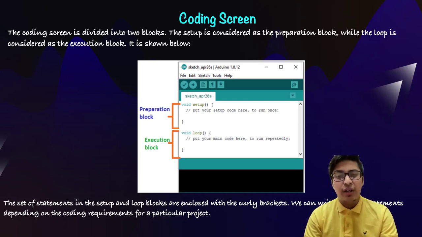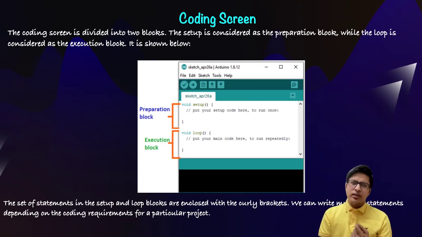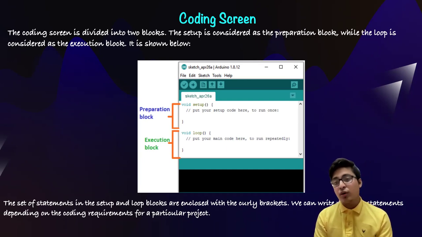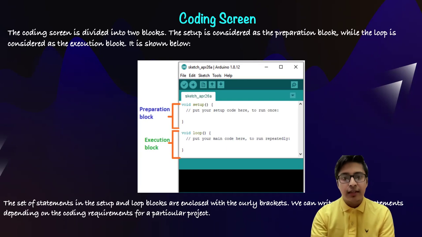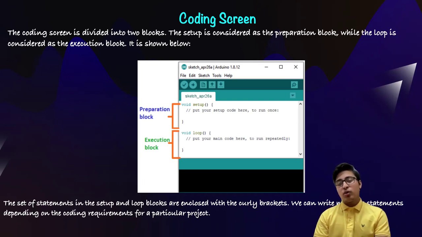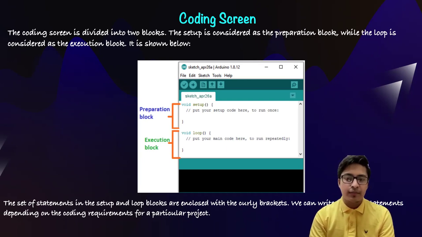The next part of the code is the execution block. It starts with void loop. That means there must be a part of the code which we want to run in a loop. See, "put your main code here, to run repeatedly." Here it is written "run once," here it is written "run repeatedly." That means the part of the code which must run repeatedly, one after another, should be over here. Understood? I hope this is clear to you.